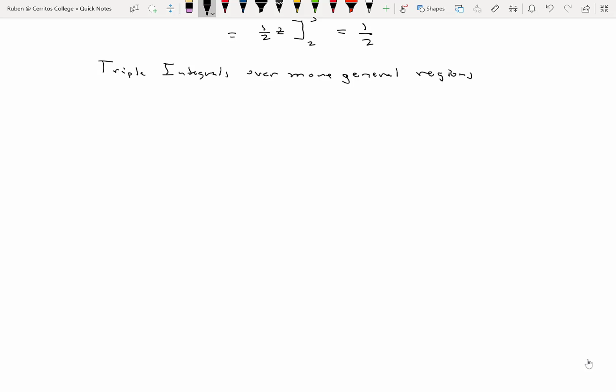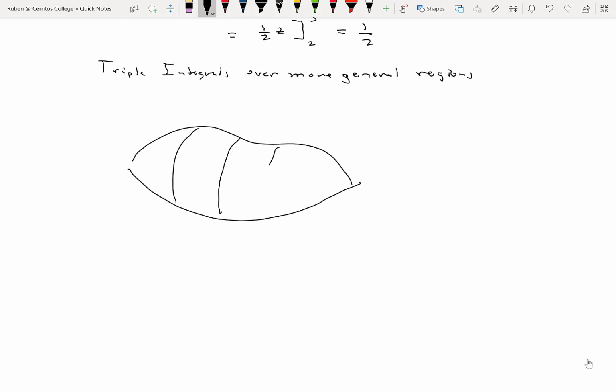So let's consider, or let me see if I can draw a typical solid. Here it looks like a car. This typical solid, this bean-shaped solid here, is what I mean by a more general solid. So this is a more typical region we'll call E.